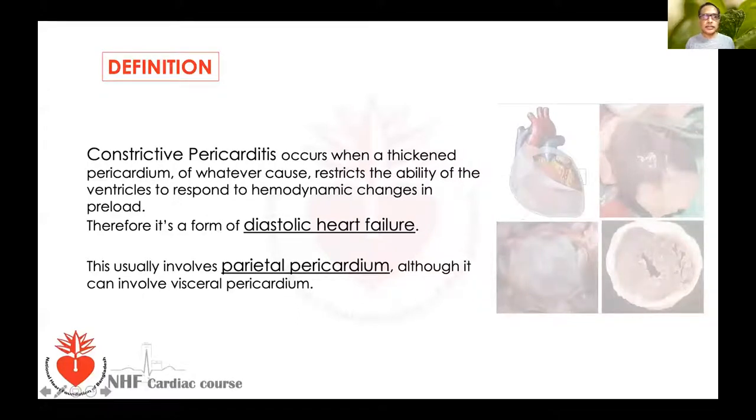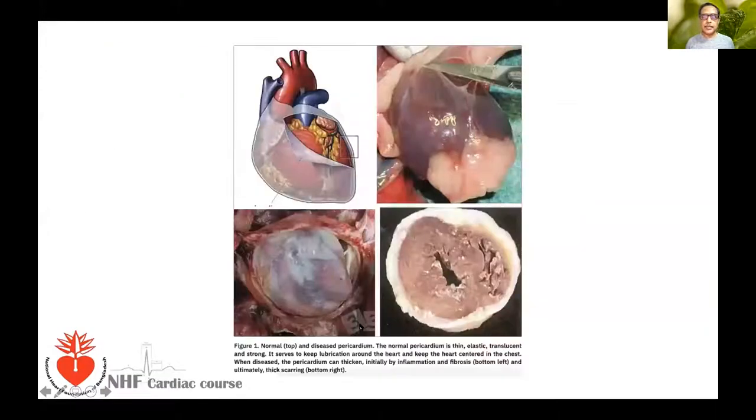Constrictive pericarditis, of whatever cause, restricts the ability of the ventricle to respond to the hemodynamic changes in the preload. Therefore it's a form of diastolic heart failure. This constriction usually involves the parietal pericardium, although it can involve the visceral pericardium. So this is the gross anatomy. As you can see, this is a normal pericardium. It is thin, elastic, translucent, and strong, covering the heart.